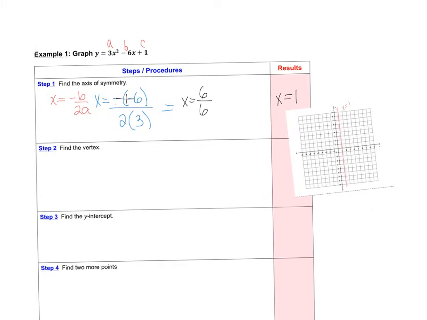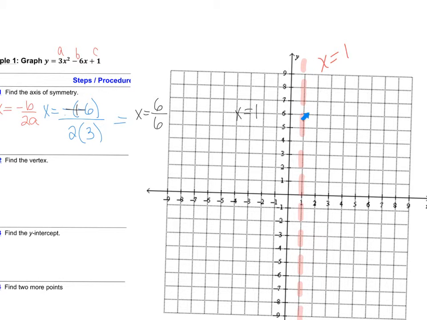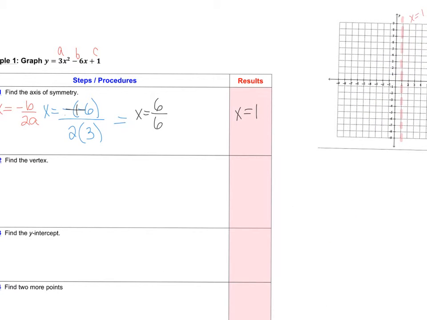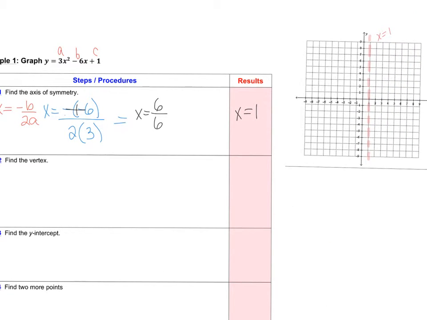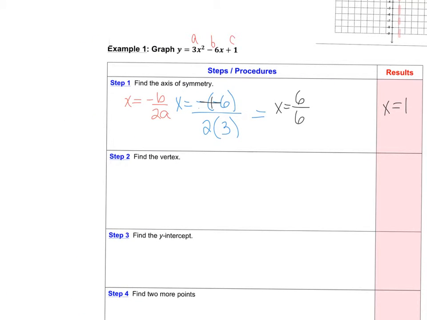To find the vertex, remember that if you are the vertex of a parabola, you're going to be on this axis of symmetry. That means that you are going to be, in this case, 1 comma something. Your job is to find that something. And then you go back to the whole algebraic thinking: if you found that x is equal to 1, and you're trying to find what y is equal to, you are going to plug in 1 for x to solve for y.